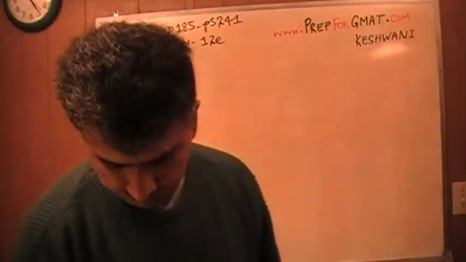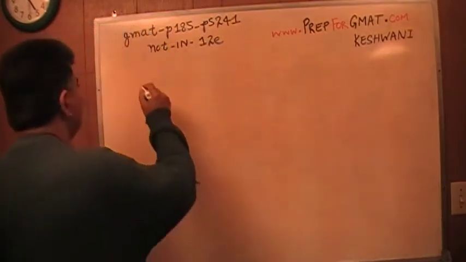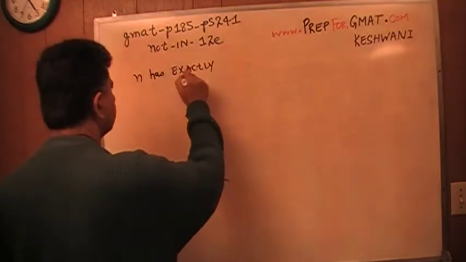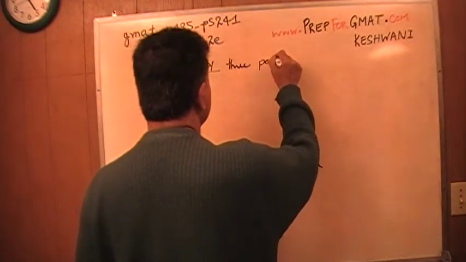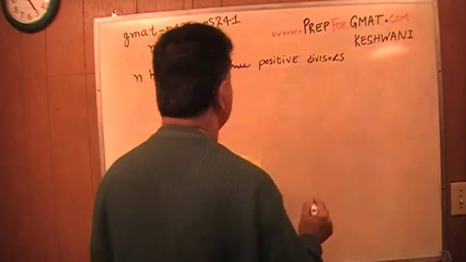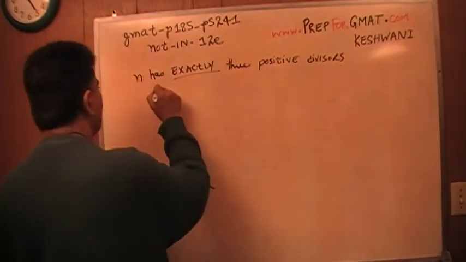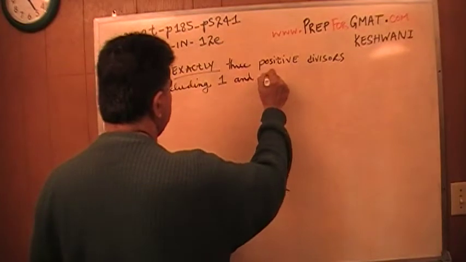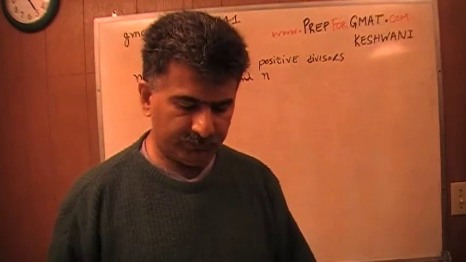Anyway, let's get going. It says, if an integer n has exactly 3 positive divisors, including 1 and n, including 1 and the number itself. And the question simply is, how many positive divisors does n squared have?